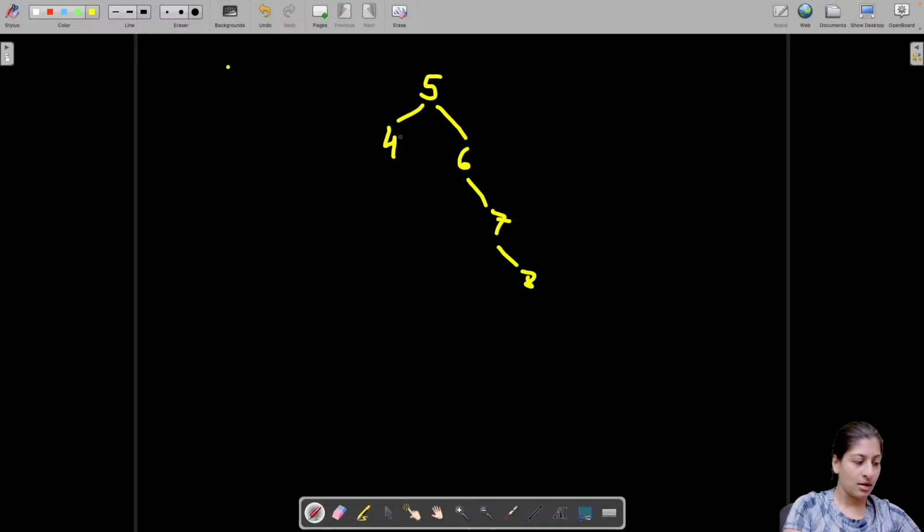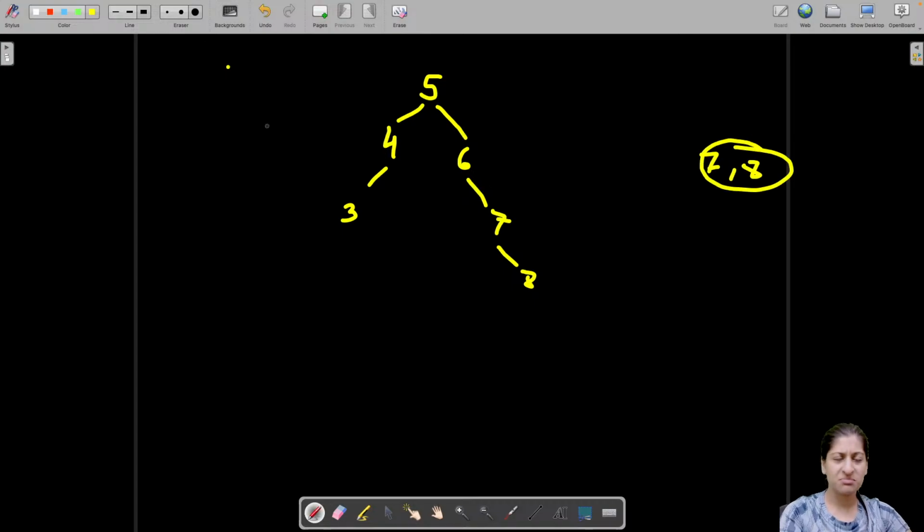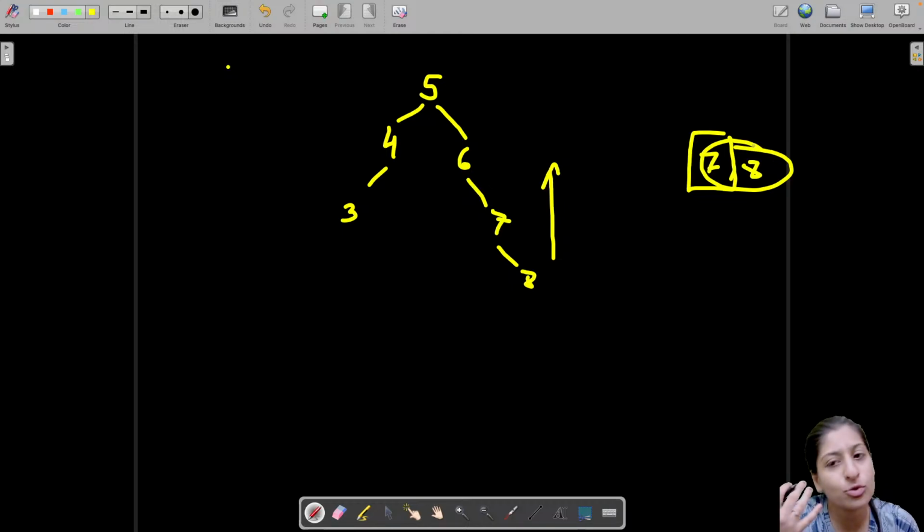Let me draw a tree like this, which is, for example, 5, 4, 6, 7, 8. And we have 3. For example, it's given you have to find the lowest common ancestor of 7, 8. I'll take some better examples to help you understand if you do not know what is LCA. So lowest common ancestor means the nearest node for which these two nodes will be the descendants. And the node itself can also be the LCA. That means if we check for 7 and 8, I know that 8 is a descendant of 7, so I can consider 7 itself as LCA.